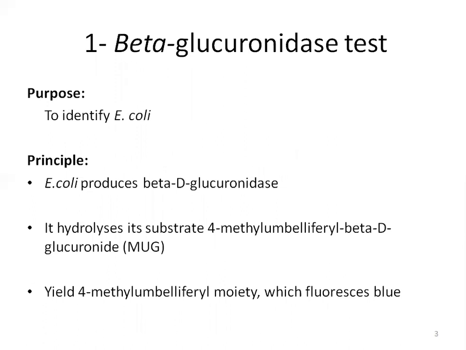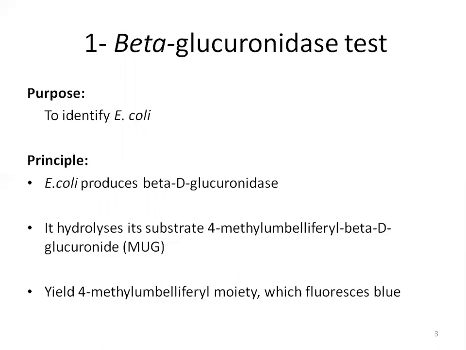The first one is the beta glucuronidase test. This test is performed for the identification of E. coli. It is an effective and rapid method for the detection and verification of E. coli in food, water, and environmental samples.